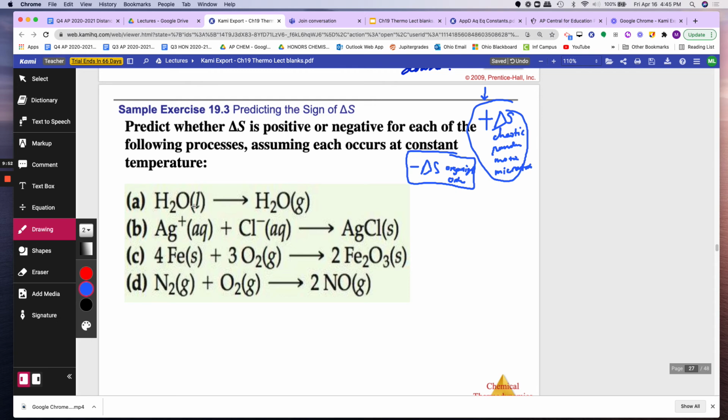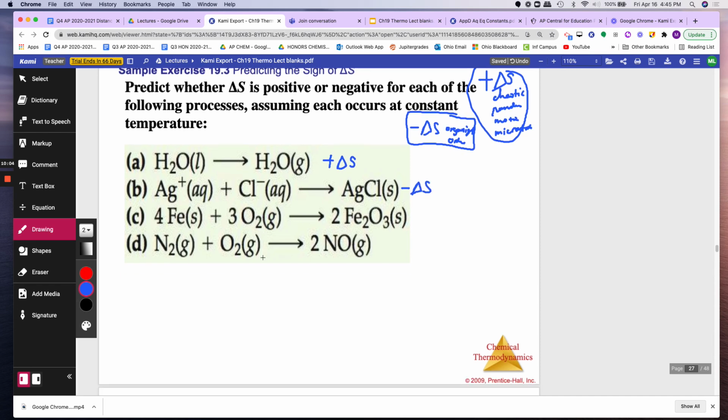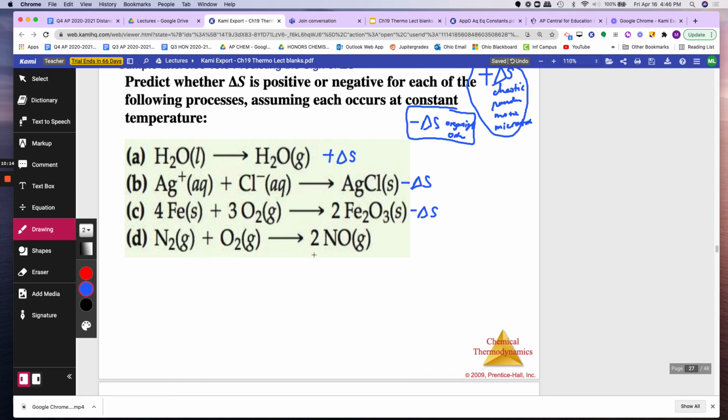Here you're going from liquid to gas. More chaos, positive delta S. Here you're going from dissolved to a solid, more organized, negative delta S. Here you're going from a solid and a gas to a solid only. So those gas molecules turn more ordered, so now you have a negative delta S here. Here you have all gas molecules, so you can't tell, so you have to count the moles. 1 mole plus 1 mole equals 2, and 2. Then you can't tell.